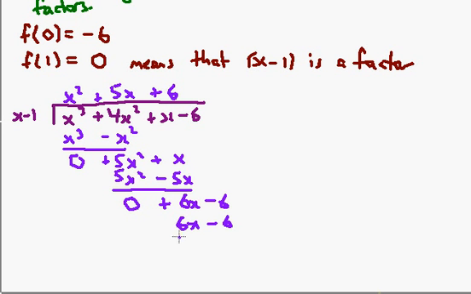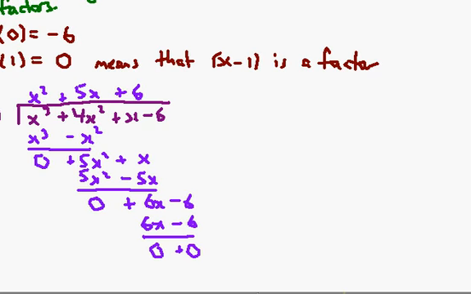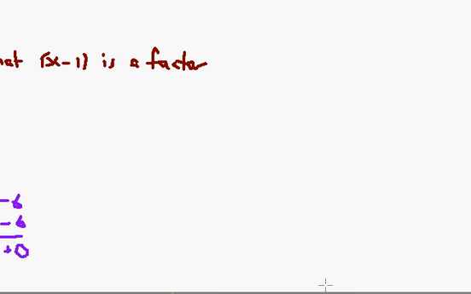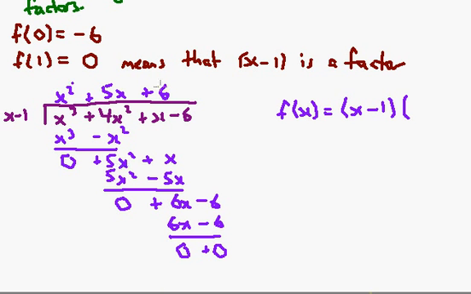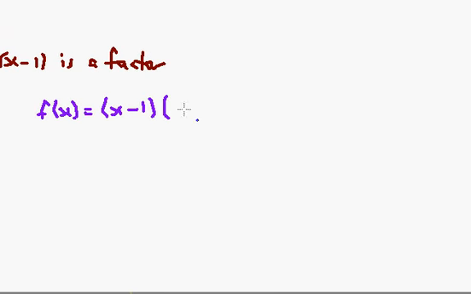Last but not least, draw a line. 6x take away 6x is 0. Minus 6 take away minus 6 is 0. So we've got 0 remainder. So I can now write f of x as equal to x minus 1 multiplied by what was on top of my division here, my answer. So x squared plus 5x plus 6.